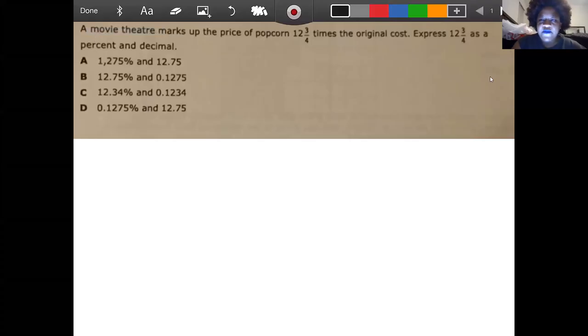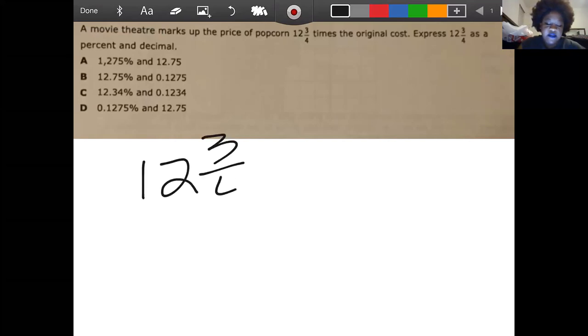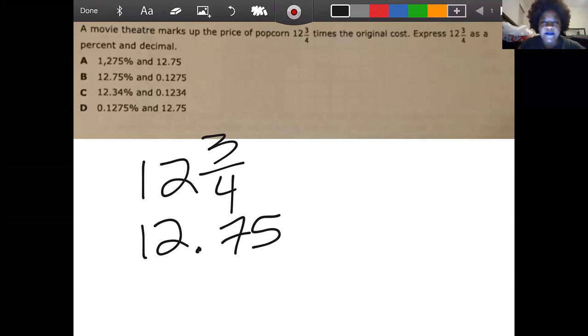All right, so the first question. A movie theater marks up the price of popcorn 12¾ times the original cost. So we already know it's going to be more than 100% because it's 12. Express 12¾ as a percent and decimal. So remember, 12¾ means I have $12, and 3/4 is 75 cents. That is your decimal.